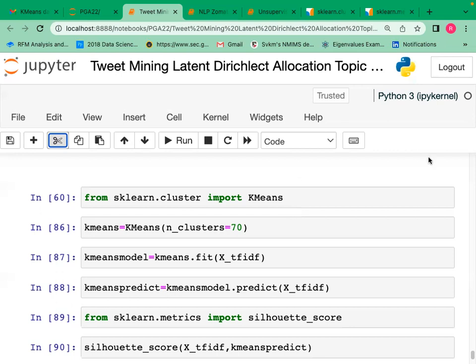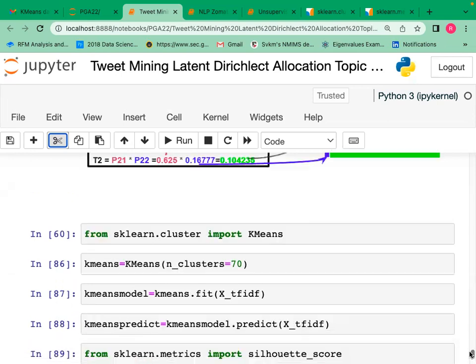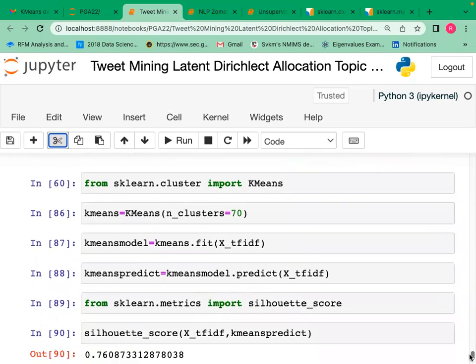So guys, I am running this k-means on tweet data. Sorry, I was on mute. I didn't see it.